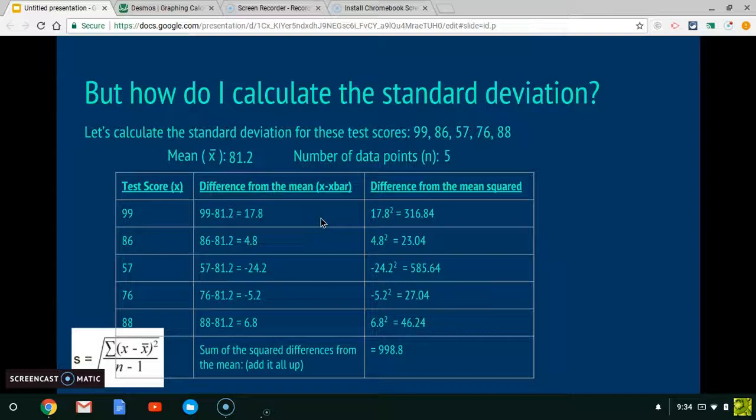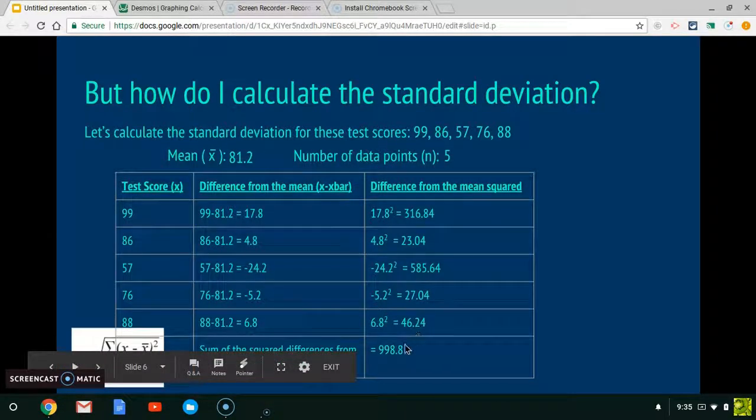Then what I want to do is take this number that I get right here and square it. So 17.8 squared, 4.8 squared, negative 24.2 squared. So I'm going to find all of these squareds. And then the last thing I'm going to do is add them all up. If I add up every single number in this column, I get 998.8. Then I'm done with the table.